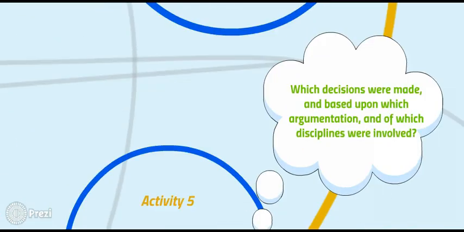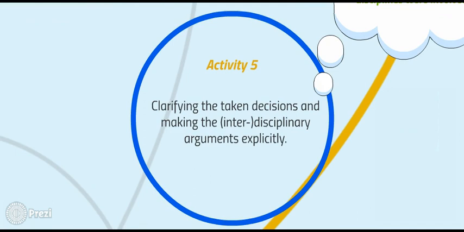The fifth activity interdisciplinary teams definitely need to do is clarifying the decisions taken and making the interdisciplinary arguments explicit. This activity is important to avoid the tendency to base the decisions only in one discipline and to facilitate the communication of disciplinary connections understandable for a broad audience. Power play between disciplines and misunderstanding about the argumentation may occur once this activity is not properly conducted.